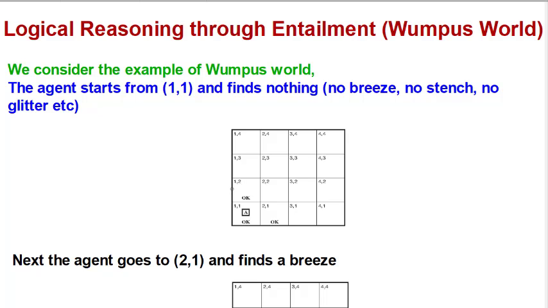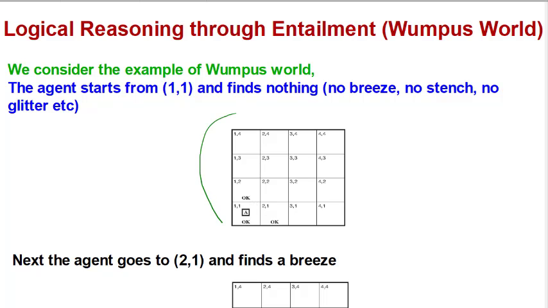This is lecture number 15, and today we are starting with logical reasoning through entailment with the example of Wumpus world. So we will take the example of Wumpus world and see how we can entail or infer. So we start with the example. Suppose the agent starts with this. So this is the Wumpus world.